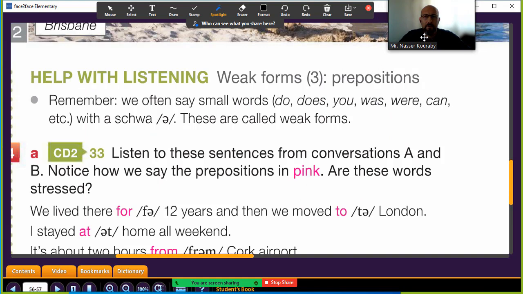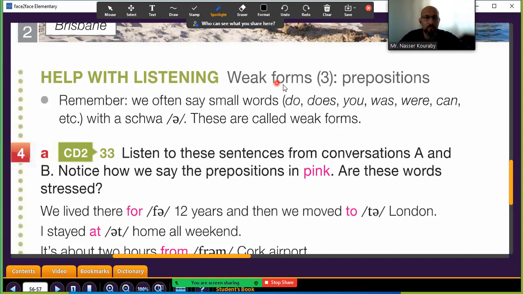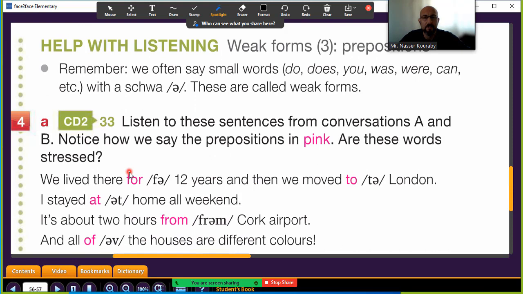Now, in this exercise, exercise number four, we talk about pronunciation, weak forms, prepositions. What do we mean by weak form? For example, if I want to say just these words here, I say for, to, at, from, of. But we don't say them like this. This is the strong form, okay? But in the conversation, we say them with what? Schwa. Look here, this is a schwa. It's eh. So, for example, we say we lived there for 12 years.